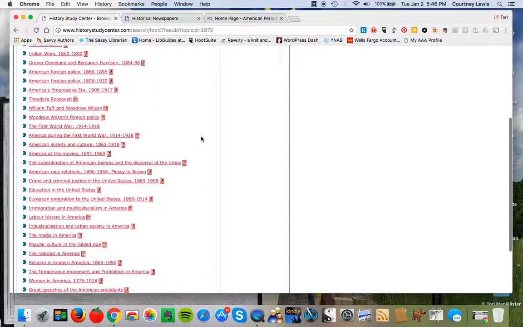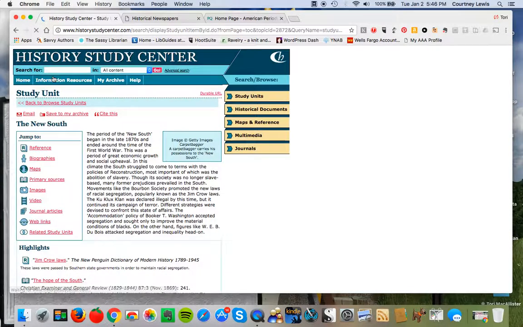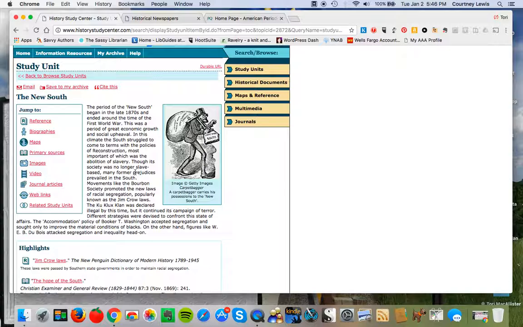So let's go ahead and pick one of these to actually look at. Let's take a look at the New South, and you can get a sense of how each of these is constructed. The first thing that they do is they assume you don't know anything, which I really like because often I do pick a topic and I don't know much about it. So here we have a very brief overview explaining what they mean about this particular study unit. So here we have the period of the New South.